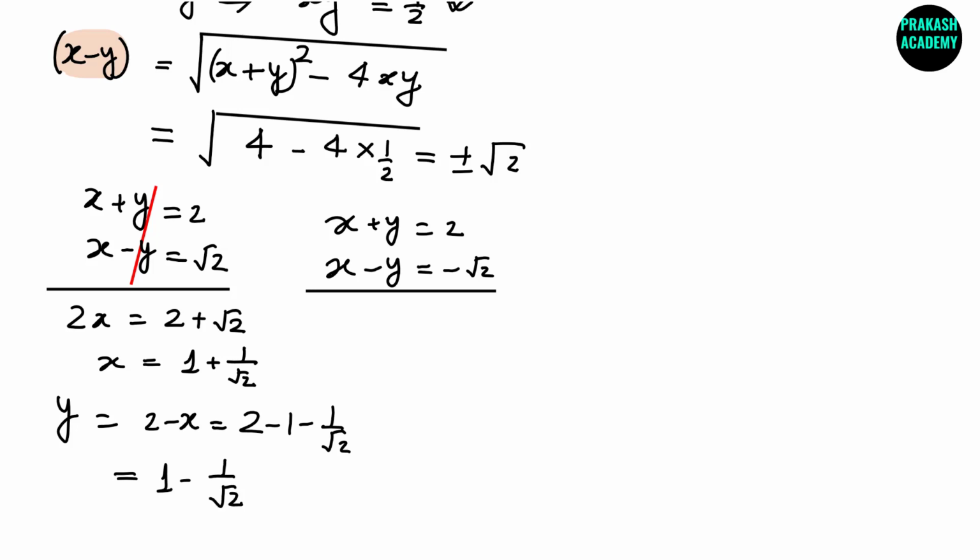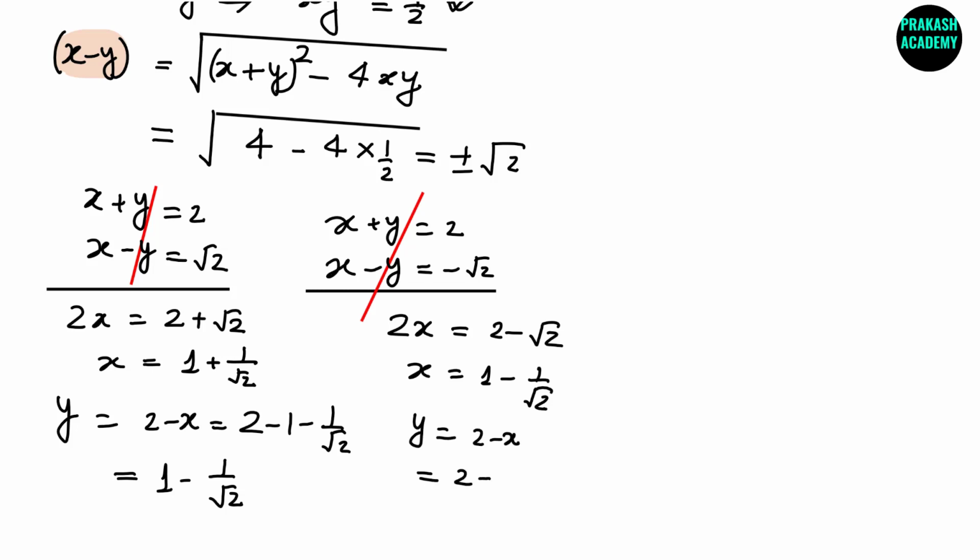Similarly, I can find for this pair, this xy cancels out, y cancels out. So we will have 2x is equal to 2 minus root 2. So x will be 1 minus 1 by root 2. And what is y? y is simply 2 minus x. This means 2 minus 1 plus 1 by root 2. So this is 1 plus 1 by root 2.